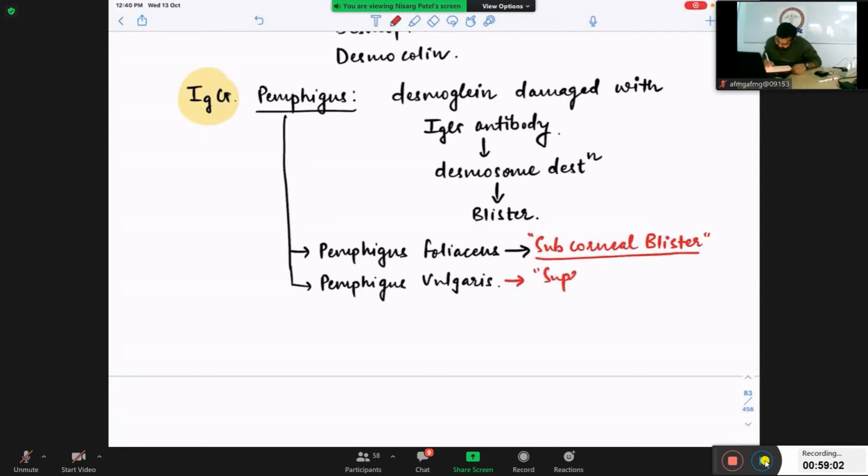Whereas pemphigus vulgaris will cause suprabasal blister. Subcorneal means the accumulation of the fluid will be just below the stratum corneum. Suprabasal means above the basal layer. This is a suprabasal blister.